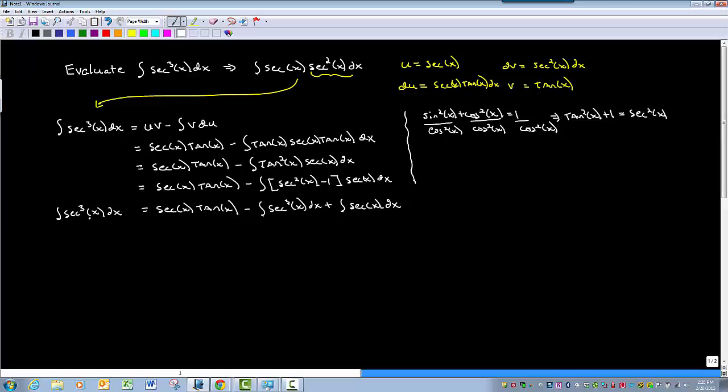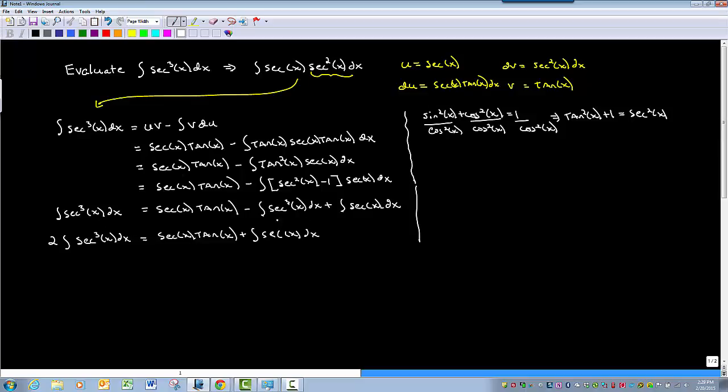So what does that tell us? It tells us that this is equal to this plus this minus this. In other words, 2 times the integral of secant cubed x dx is equal to secant x tangent x plus the integral of secant x dx. This is here, this is here, we added this to the other side, so we have 2 of them. Okay, so what? Well, let's see if we can get this right here.